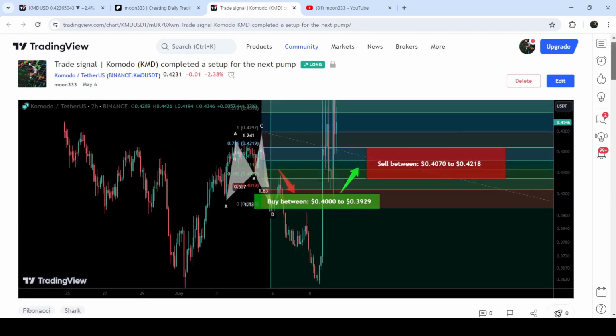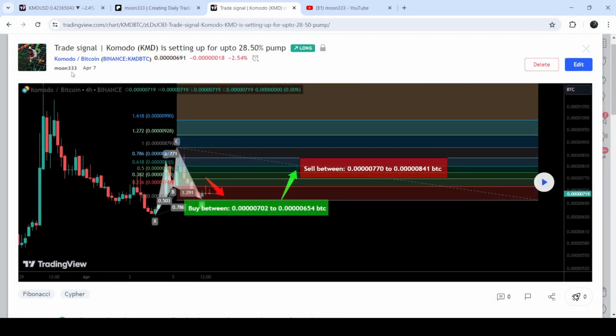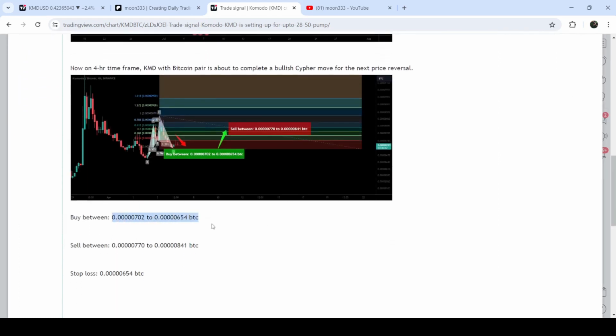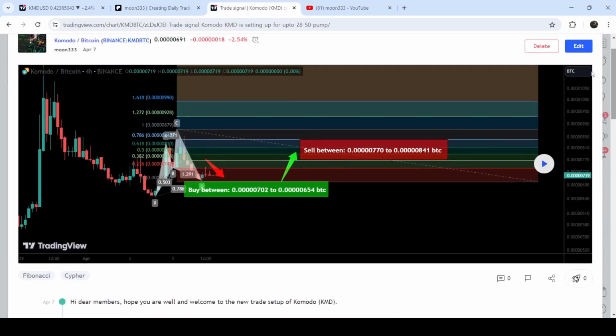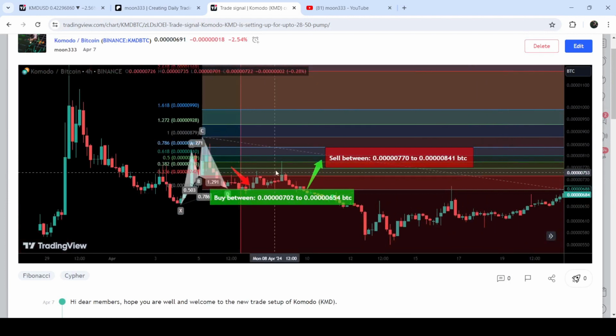And before that, we caught almost 13% pump. And that move I shared in the previous month of April, on 7th of April 2023. And at that time, it was completing the final leg of a cipher pattern, a harmonic bullish reversal cipher pattern. And this was a complete trade setup. This was the buying zone and the sell target zone and the stop loss. And if I play this chart, then you can see that the price then dropped more down and completed the leg, entered the buying zone here. And then we had a very nice reversal, and this was almost 13% pump only on this 4-hour time frame chart.